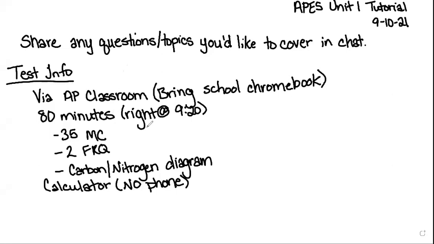You will have the full 80 minutes of class. It will begin right at 9:20. So go ahead and come on in, sit down, get started. It's 35 multiple choice questions, 2 free response questions that are very similar to the ones you saw on the primary productivity food webs quiz. Of course, they're not going to be 2 of the same ones, but the formatting will be relatively similar. And then you'll also have that carbon nitrogen diagram on paper.